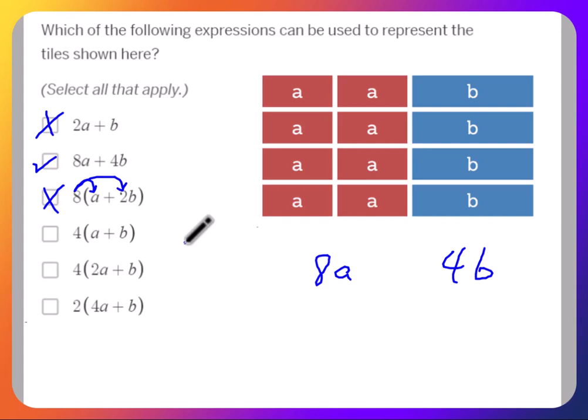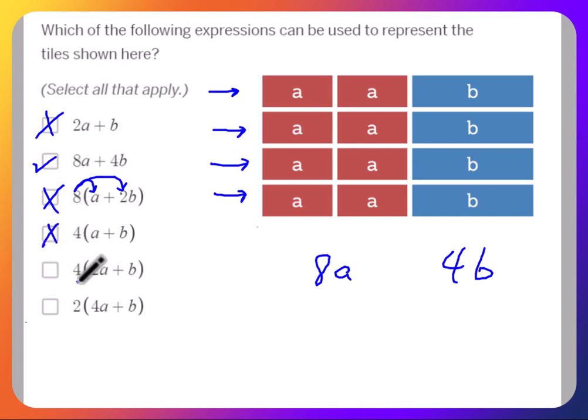4 groups of A plus B, I can easily make 4 groups. Here's group 1, here's group 2, group 3, group 4. What do we have in each group? We have 2 A's and 1 B, not 1 A. So that one's not equivalent.